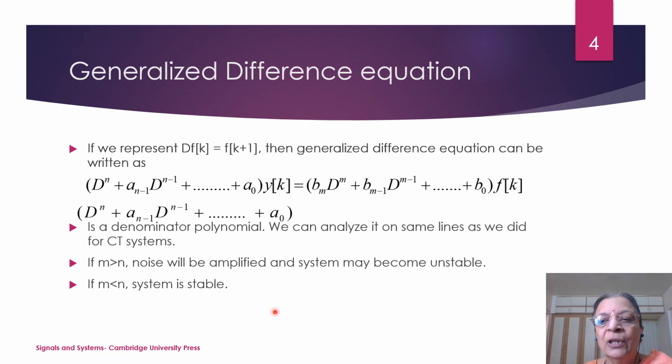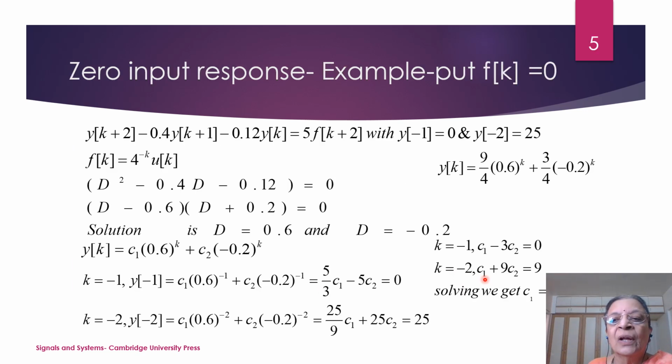Wherein there will be only the unit impulse response. And when m is greater than n, we avoid this case because in that case the system will become unstable. Now let us see how to calculate the zero input response. In this case we consider an example to show you how the response can be calculated.